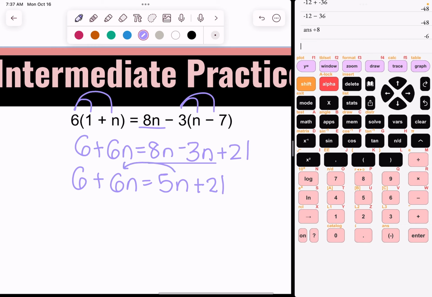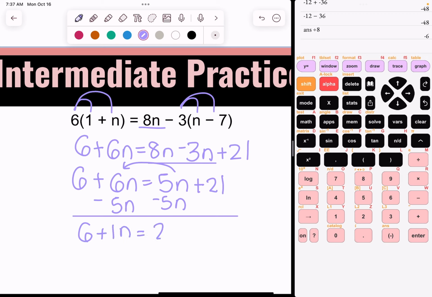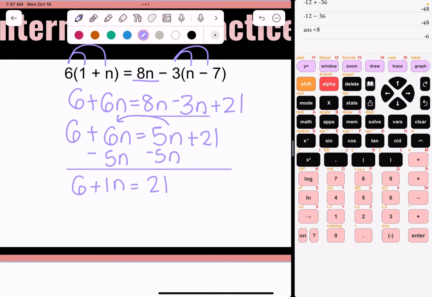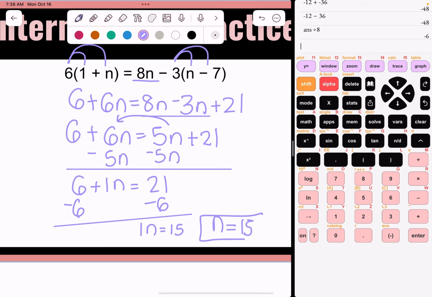Now to bring the 5n to the next side, we are going to subtract 5n on both sides. We get 6 plus 1n equals 21. That's good because now we got the variables on the left side. To get the numbers on the right side, we need to get rid of that 6. So we're going to subtract 6. And this time I have 1n equals 15. You could divide by 1, but it's not going to change the answer, so you just get n equals 15.